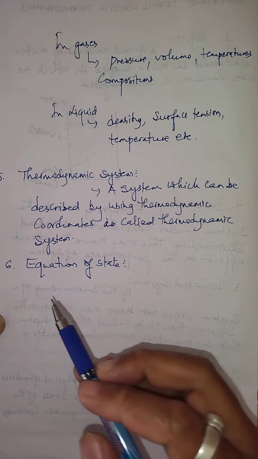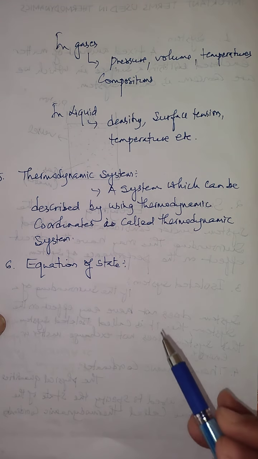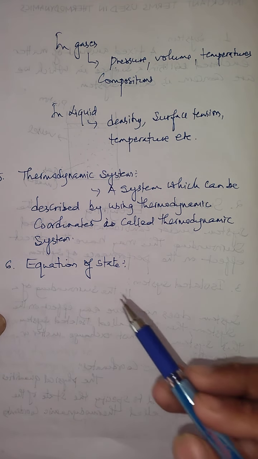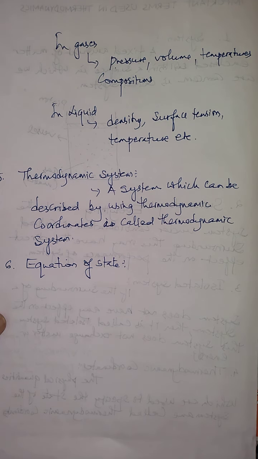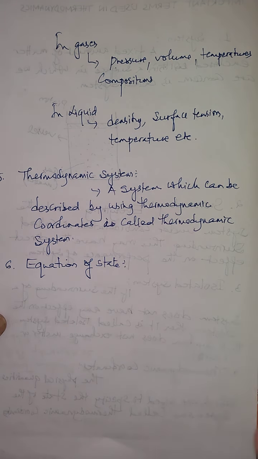Now children, we go to the next term, number 6, which is called the equation of state. This concept of the equation of state is also very important in one of the units, unit number 9, the kinetic theory of gases. But as far as the thermodynamics topic is concerned, the equation of state is actually nothing but the relation.